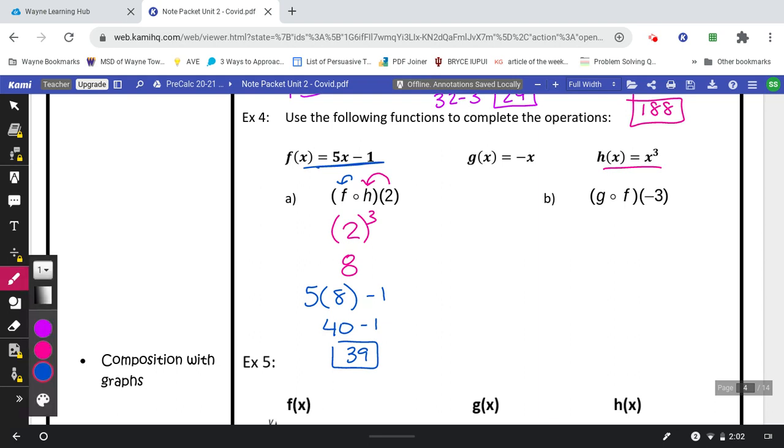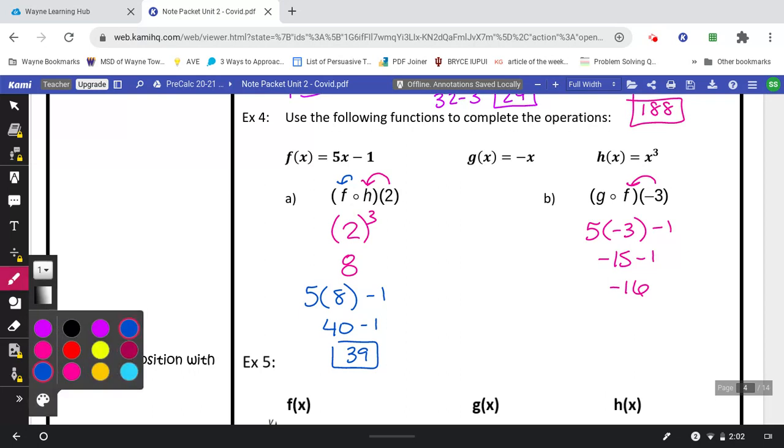All right, see if you can set up the next one. Start by plugging negative 3 into f. You get negative 16, and then you're going to plug negative 16 into g. So that negative in front, and then you plug in the negative 16, which gets you an answer of positive 16.